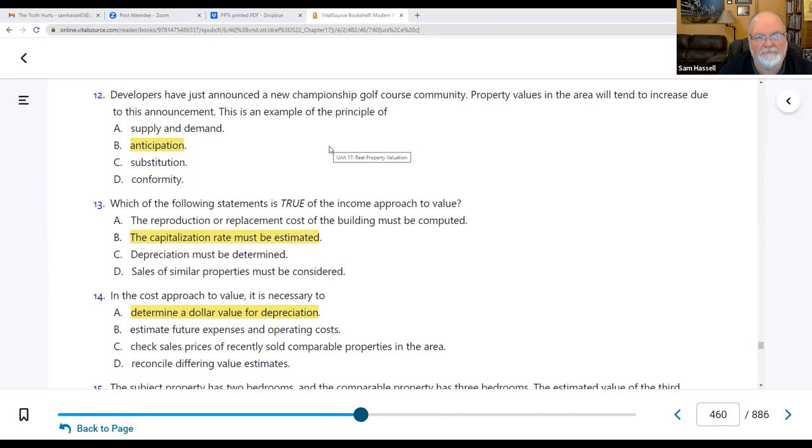Number 13. Which of the following statements is true of the income approach to value? The income approach says that the capitalization rate has to be estimated. It's an estimated number. It's what I put as the value on my money. How much is it? What do I want in return?